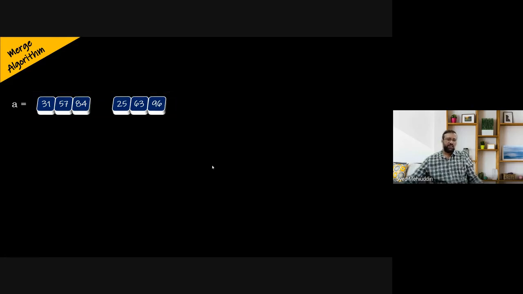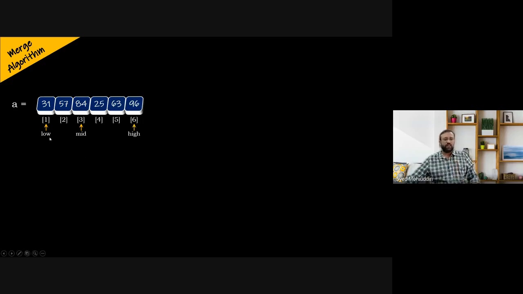Now actually, this is a single array. We are not taking two different arrays. It's a single array, and this single array is obviously going to have its indices. We say that it's divided into two parts.